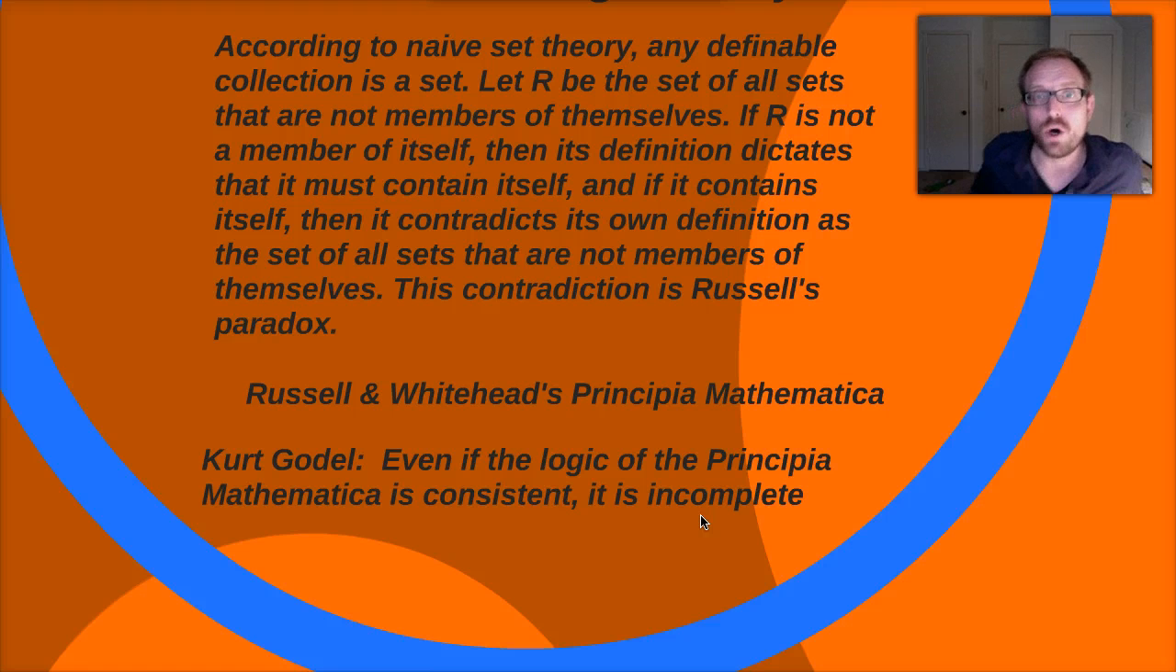Russell and Whitehead ultimately created first-order logical proofs for numbers and for the operations of mathematics. But the problem is that another version of Russell's paradox, if you will, creeps up even for them. And Kurt Gödel was able to prove, especially with his incompleteness theorem, that even in the logic of the Principia Mathematica, even if that logic is consistent, it's automatically incomplete, right?